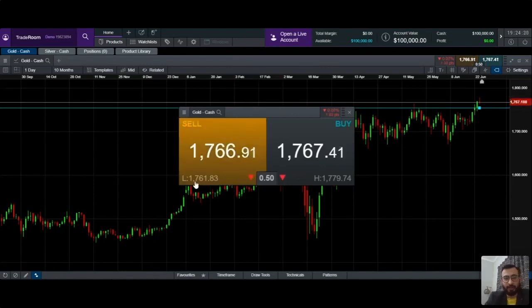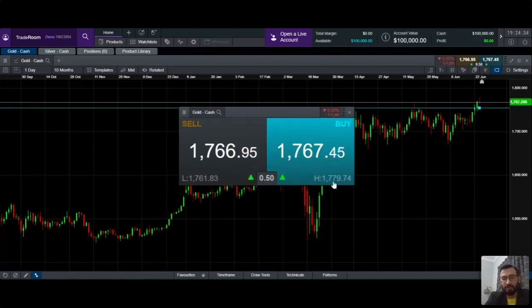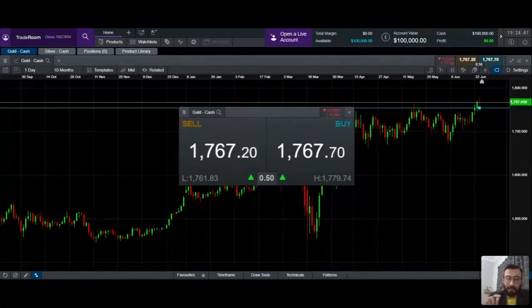A small L, which is right here, 1761. And then there's an H, which is 1779. Now this L and H means low and high, which means the lowest gold has hit today is 1761 and the highest it has gone is 1780. That means gold has no problem moving at least $20 a day.